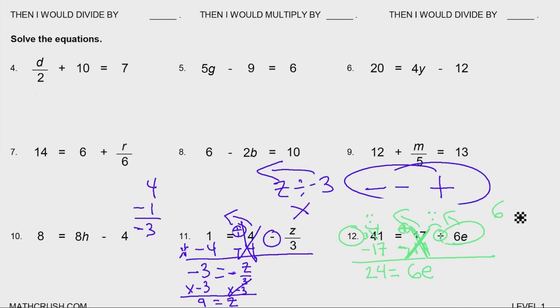You know that 6e is the same as 6 times e. So if we're going to send the 6 to the other side, we will need to do division. So we're going to divide both sides by 6. 6 divided by 6 is 1, so they cancel each other out. So you're left with e equals 24 divided by 6, which is 4. And guess what? We are finished.